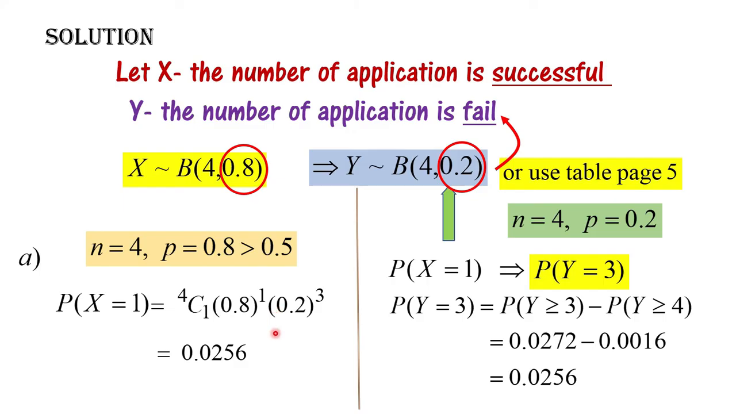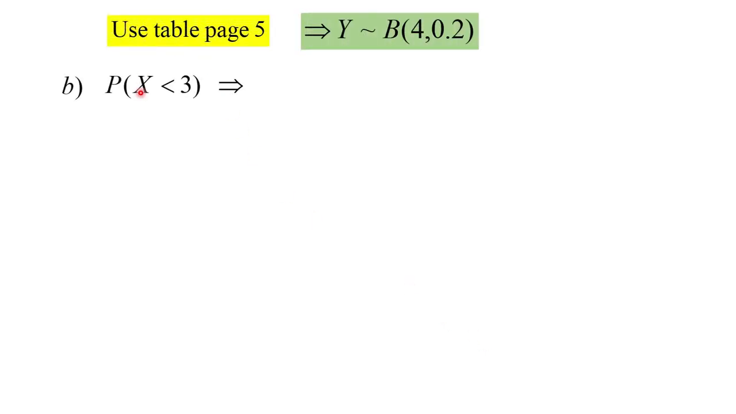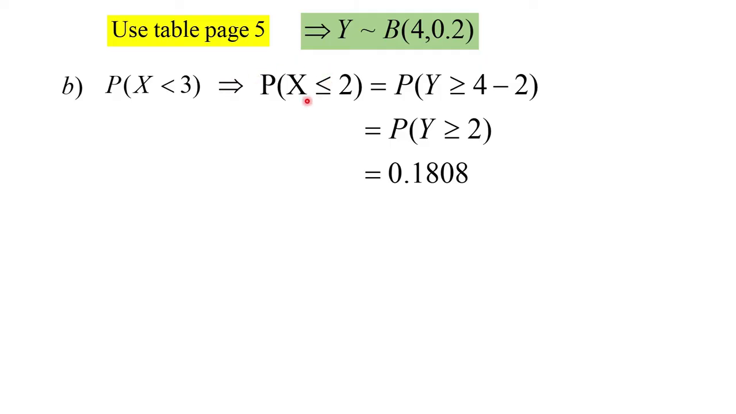Note that these two values are the same, either using the binomial formula or using the table. Okay. B. Probability that less than 3 applications are successful. Less than 3 means probability less than or equal to 2. So when you change to the Y distribution, it means probability Y must be more than or equal to 2. Then you can read the table directly. Use n equals 4, p 0.2, and r equals 2, and the answer is 0.1808.